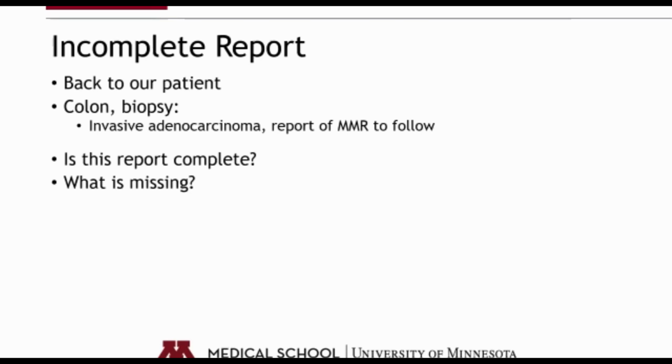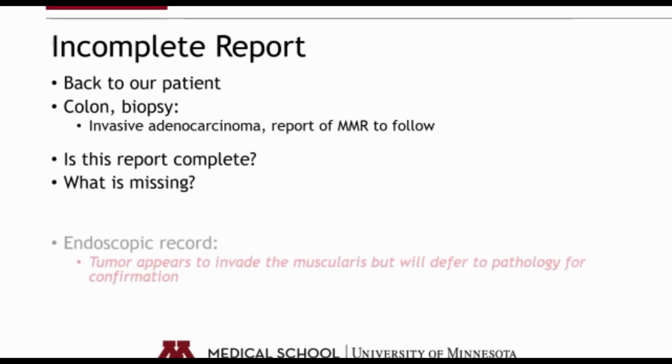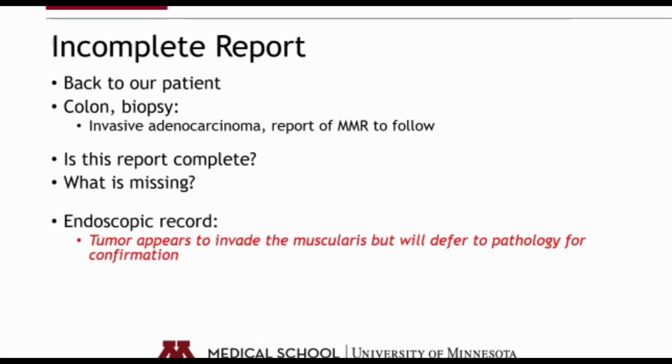So this was the report, and the question is, is this a complete report or not? And what is missing? This is the question that the endoscopist raised. He said the tumor appears to invade the muscularis, but would defer to pathology for confirmation. And so just by saying this is invasive adenocarcinoma, report of MMR to follow, in the mind of the endoscopist, the pathologist is confirming what he thought. But the pathologist didn't say anything.